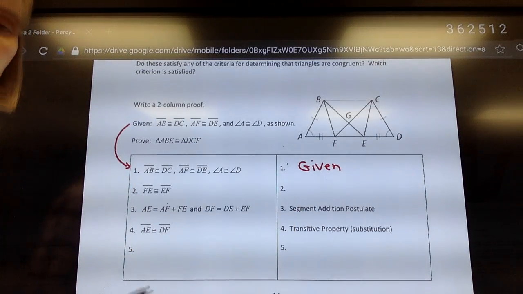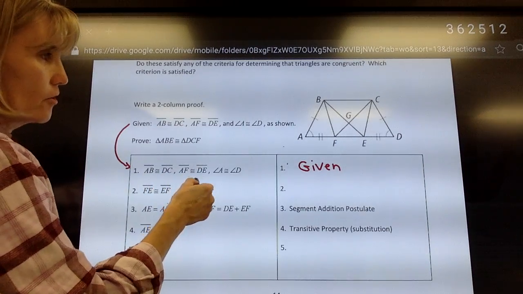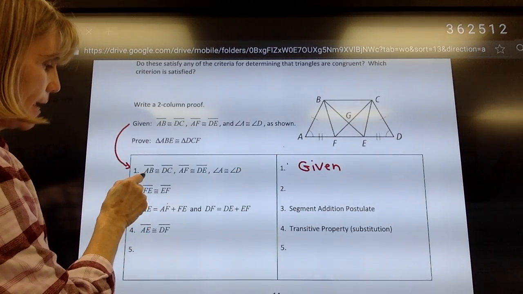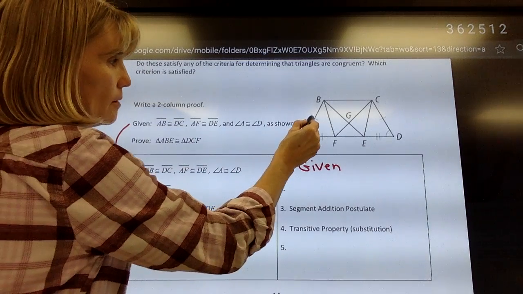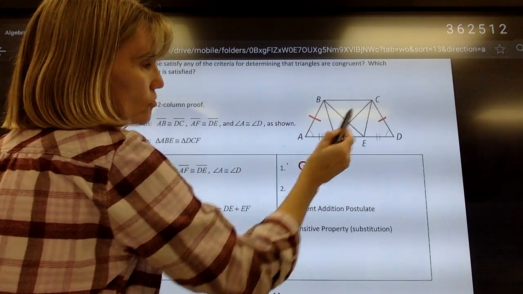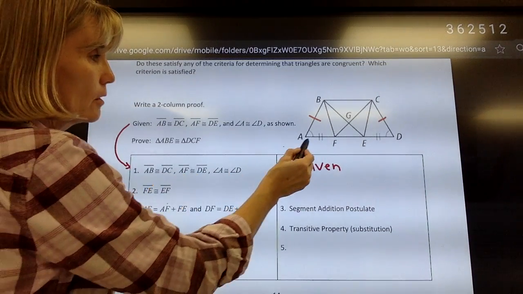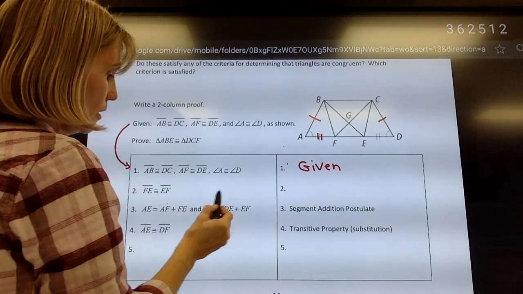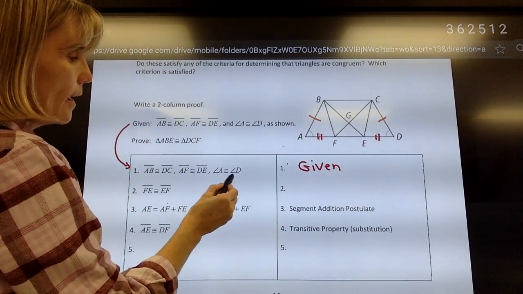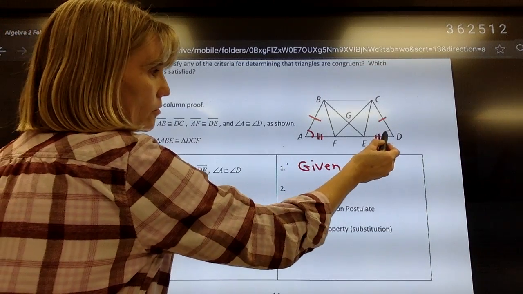And once again, I keep saying this like a broken record. Whatever you see listed here in the given, you want to go over to your picture and mark it down. So it says segment AB, here's segment AB, is congruent to segment DC. So those two segments are congruent. Segment AF, this segment right here, is congruent to segment DE. And it says angle A, we do arc marks for angles, angle A is congruent to angle D.